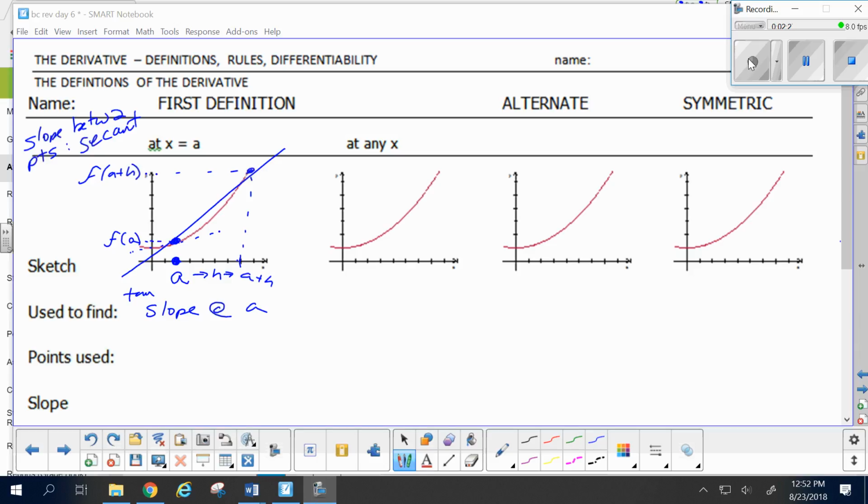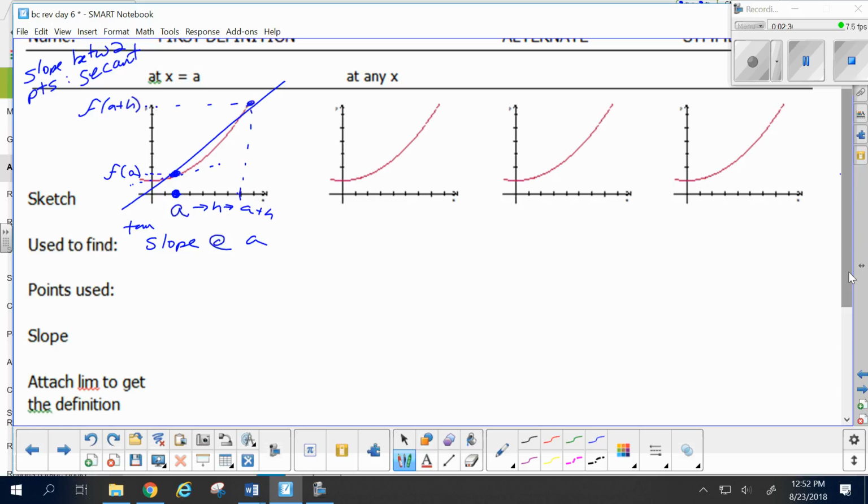All right, now, the points we're going to use are this first point, a, f at a, and that second point, a plus h, f at a plus h. What's the slope between those 2 points? f of a plus h minus f at a. That's the change in y, or the rise, over a plus h minus a, which simplifies to h. That's the run. h is the run. That makes sense. It's how far we're going over.